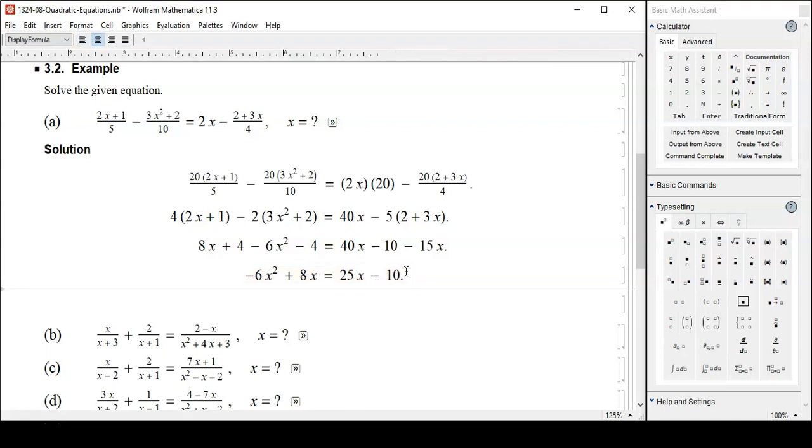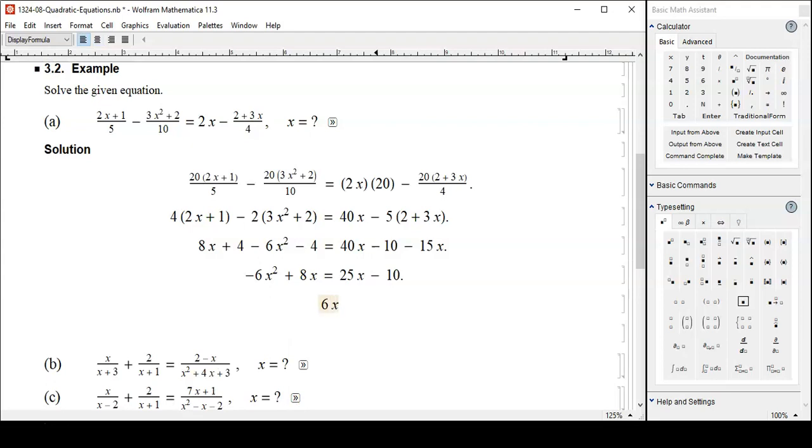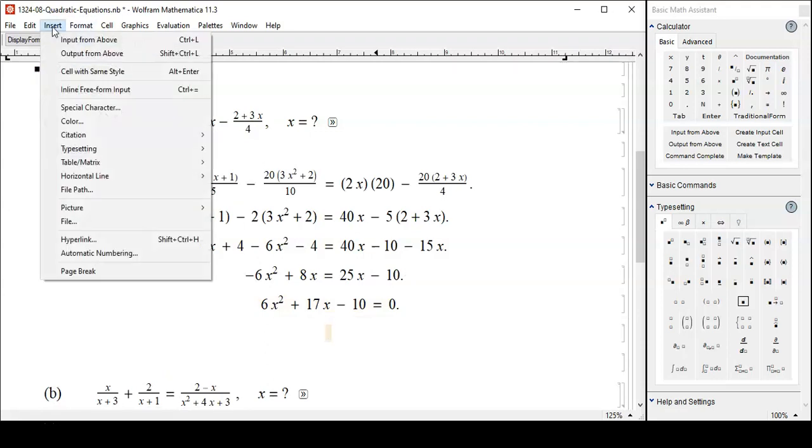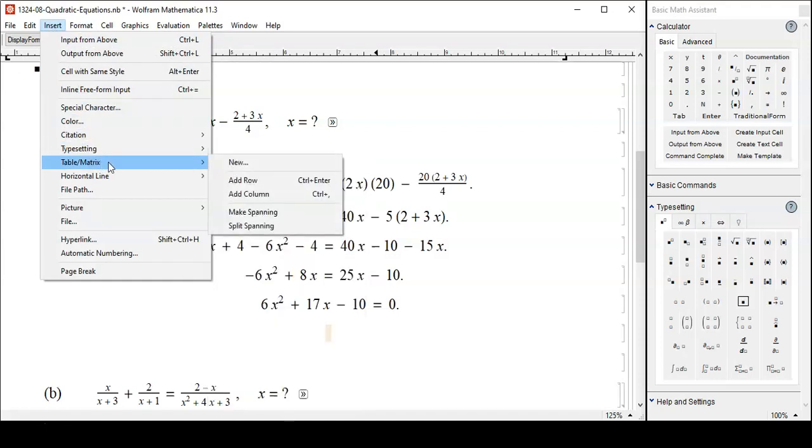All right. Let's move everything to the right-hand side so that we get positive quadratic coefficient. And then flip it over, 25 minus 8, that's 17x minus 10 equals to 0. All right. How to factor this? There can be many other ways, but my favorite way is to use this tic-tac-toe method.